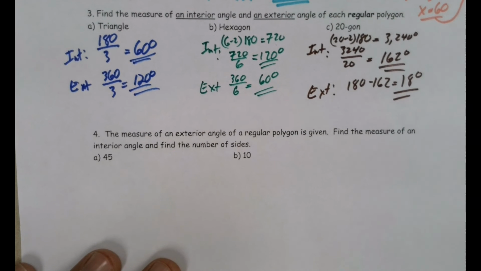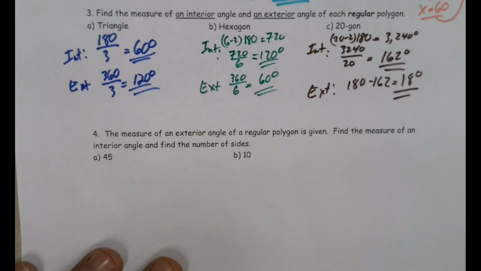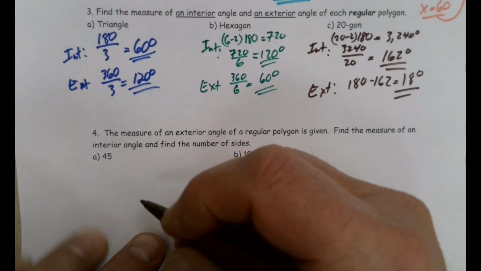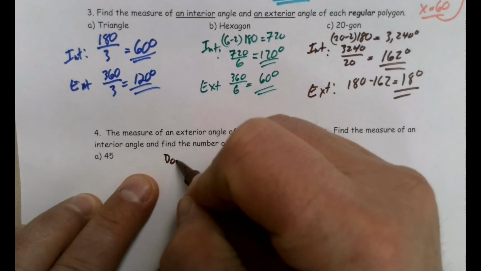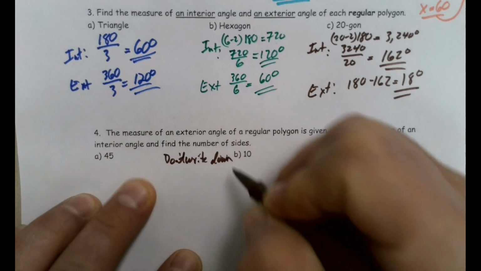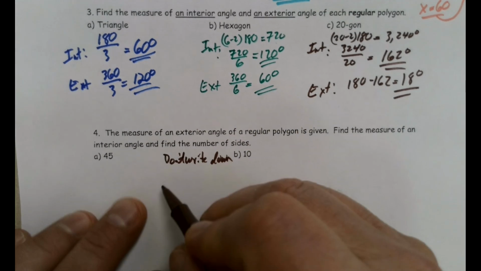Measure of an exterior angle of a regular polygon is given. This is the measure of an exterior angle. We're going to find the measure of an interior angle and find the number of sides. Okay, we're going to kind of work backwards from this. Okay. First thing is don't write this down. Okay, this is one way of thinking about it. Don't write this down. Might not be the most efficient method.